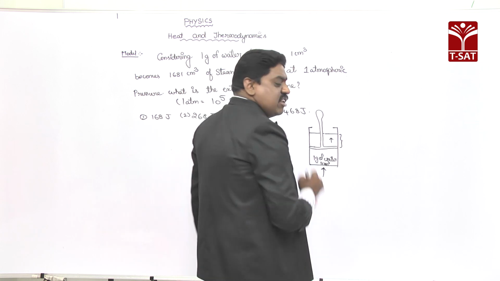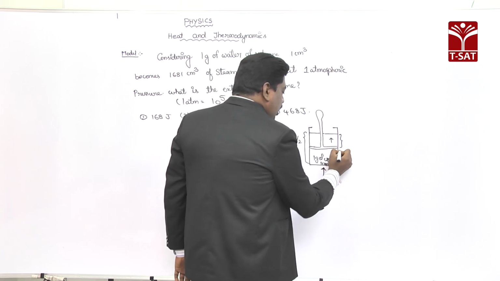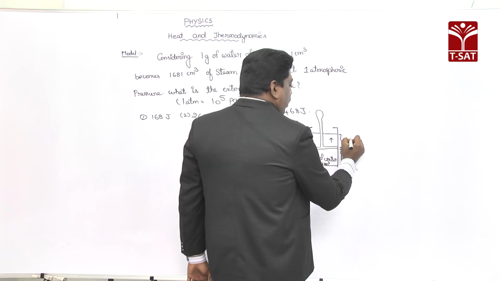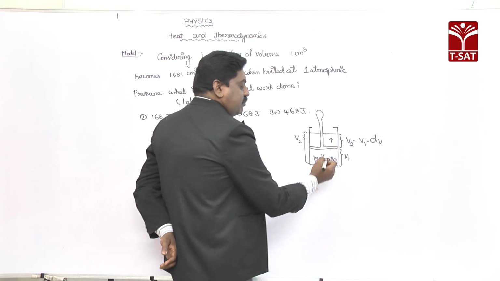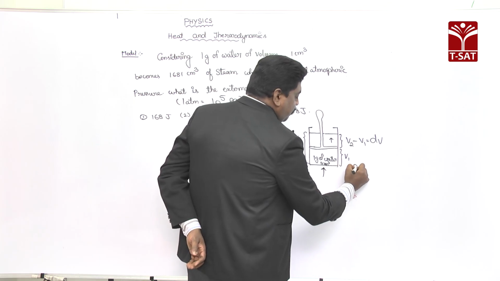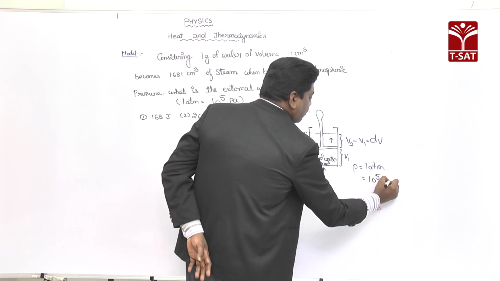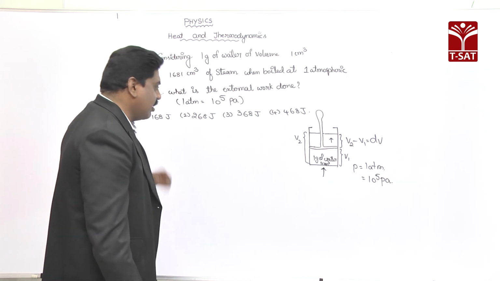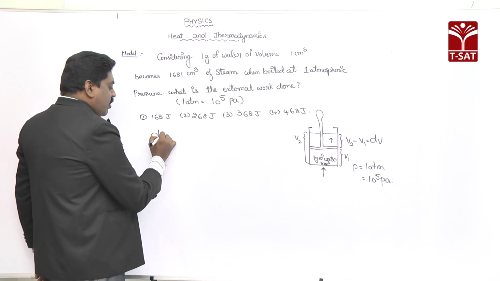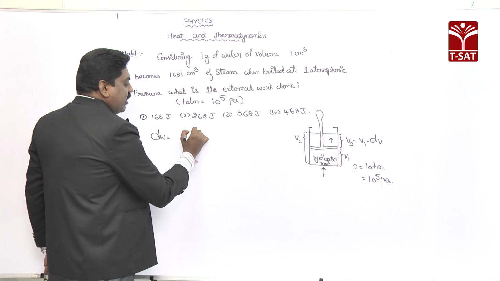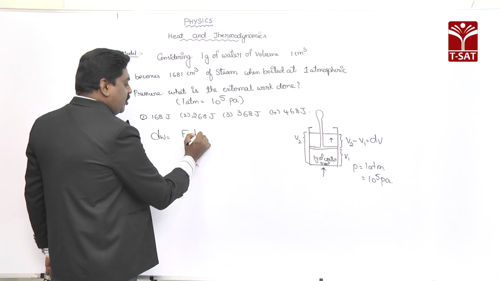There is a change in volume. Final volume is V2, initial volume is V1, then we have V2 minus V1 equals dV. The atmospheric pressure in the container is given as P equals 1 atm, which is equal to 10 to the power of 5 pascals. Is it clear? Now, what we are having is the external work done. External work done dW equals force into displacement, that is dW equals F into ds.